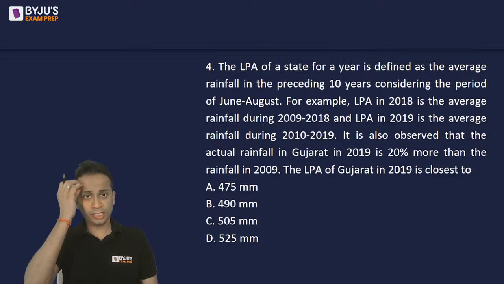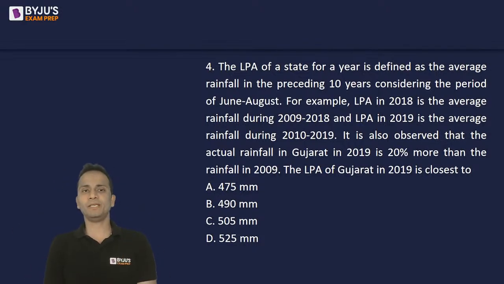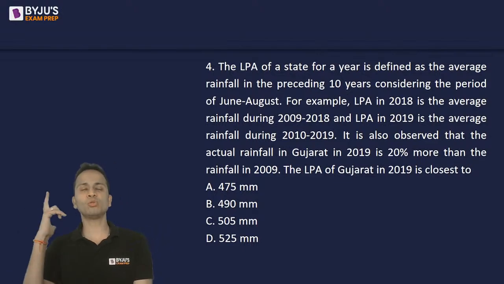चलिए, so question number 4 is giving us some more information about LPA. So the LPA of a state for a particular year is defined as the average rainfall in the preceding 10 years, considering the period from June to August. Okay. So LPA long period average tha, so it is basically the average of 10 preceding years. For example, LPA of 2018 क्या होगा? Is the average rainfall during 2009 up till 2018.